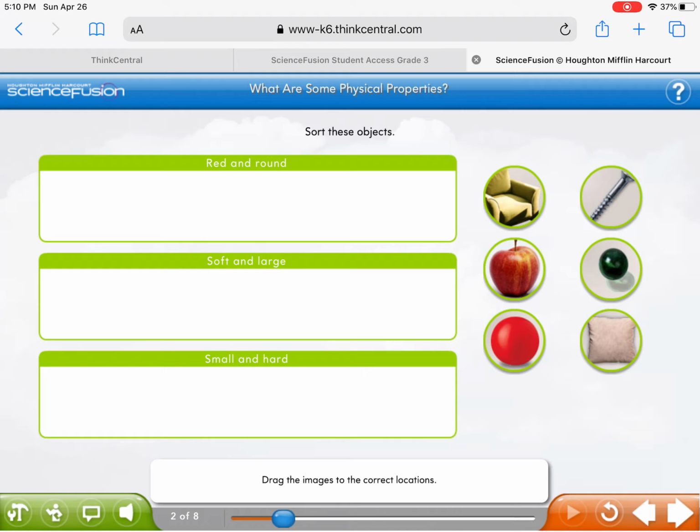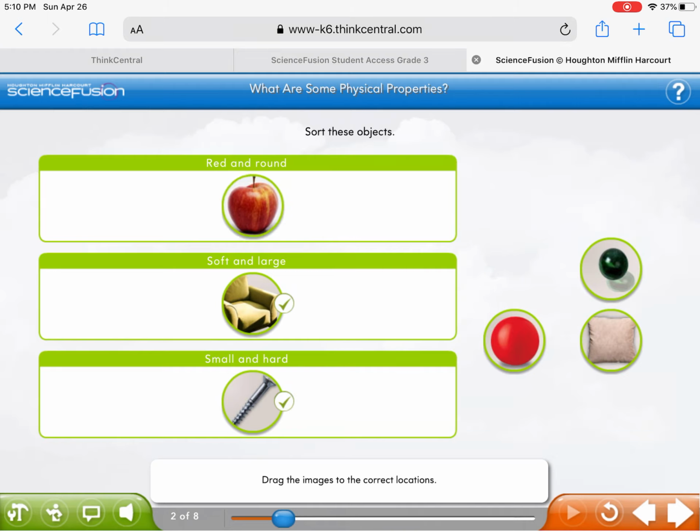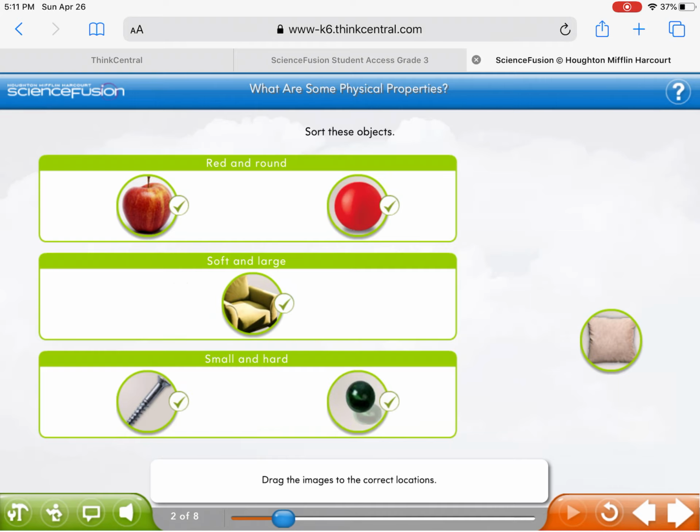Okay, so this couch is not red and round. It can be soft and large or small and hard. So it's soft and large. The screw is not red and round. It's not soft and large. It must be small and hard. An apple is red and round. A ball, it's definitely red and round. This is round, but it's not red. It's not soft because it's a marble, so it's hard. And it is small. And then the last one is a pillow.